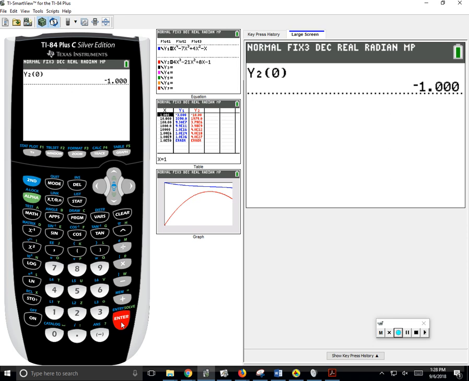Question. Wait a second. So is the Y2 for the second equation then? Right, so in the Y equals screen, you've got Y1, Y2, Y3, etc. Okay. And I've got velocity in Y2.